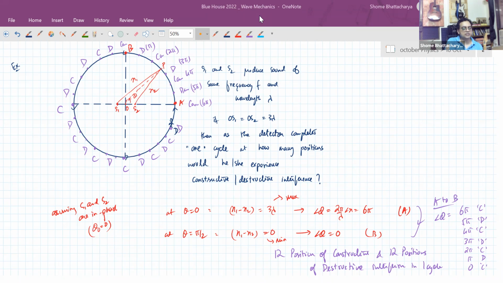Next time we will discuss the other two types of superposition of sound waves, that is standing waves and also beats. And with that, we'll have just one additional effect left, which is called Doppler's effect in sound, and we'll complete sound with that.